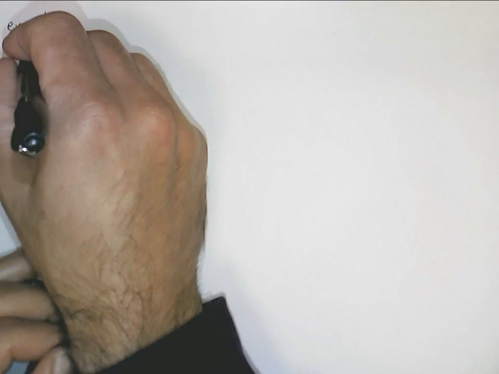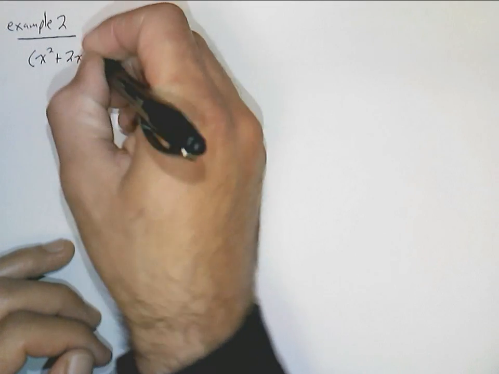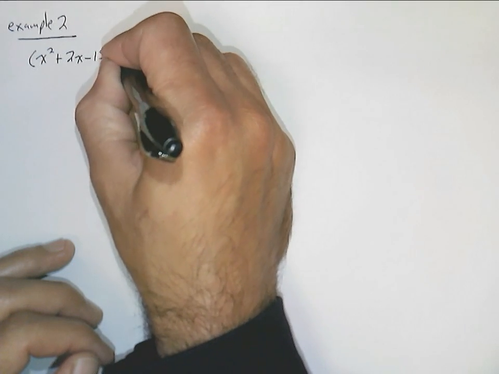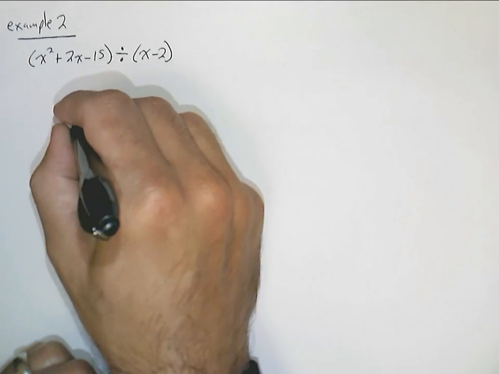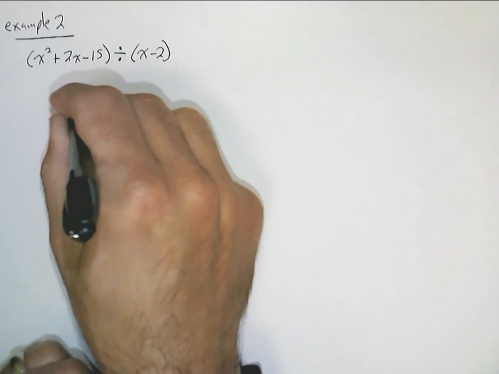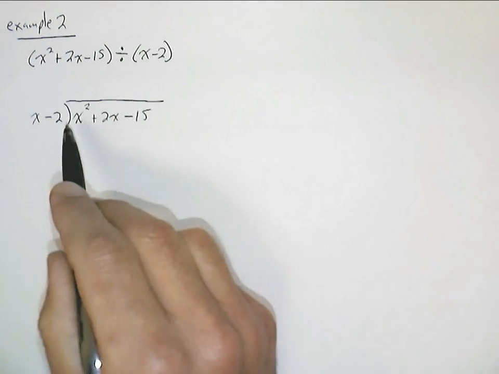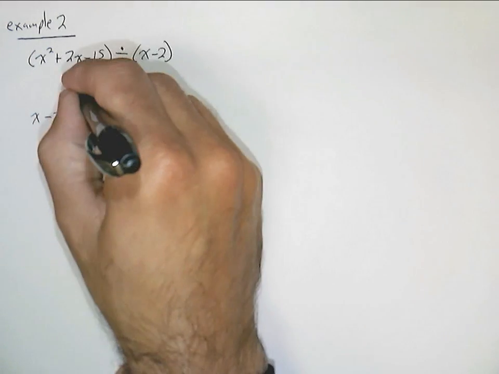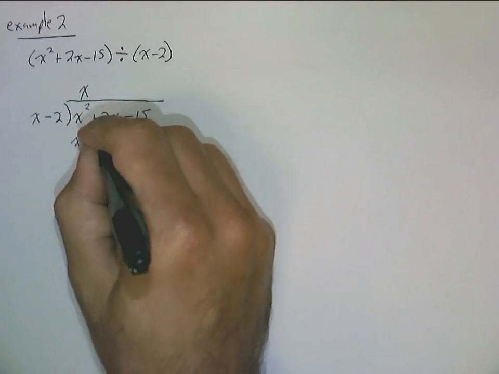Let's suppose we take x squared plus 2x minus 15 and divide that by x minus 2. When we set up our long division here, x squared plus 2x minus 15 divided by x minus 2. Now we need to multiply x minus 2 by something to give us an x squared term. That's of course going to be x. X times x minus 2 gives us x squared minus 2x.